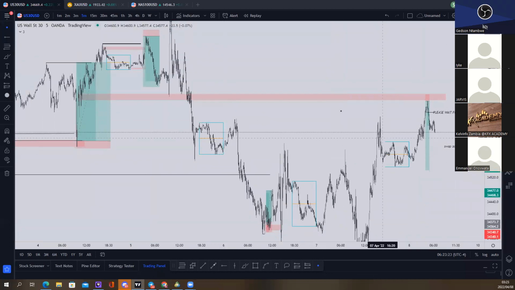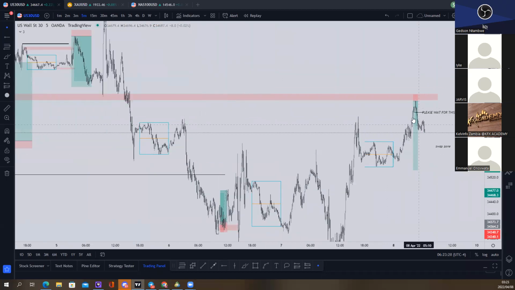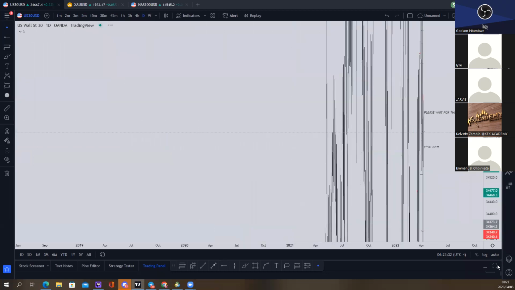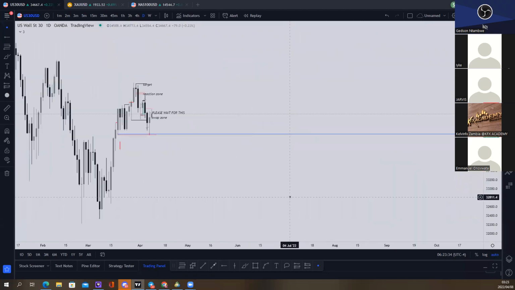So if you check here on this zone, I remember I sent these things, the market was somewhere here. This is what I did. So the only thing that I did on this zone was just this. I went.